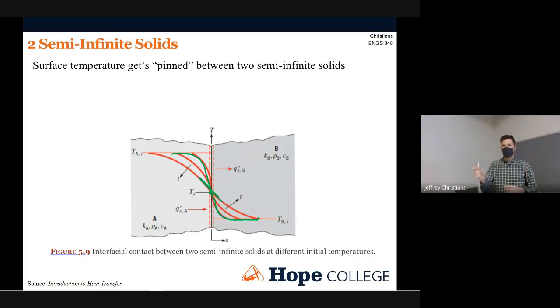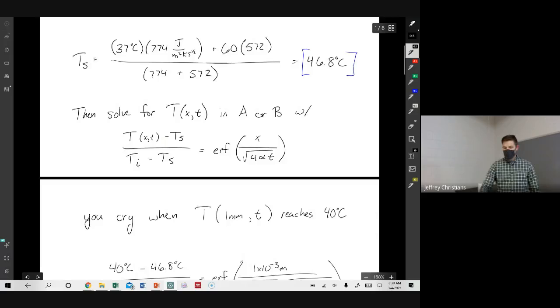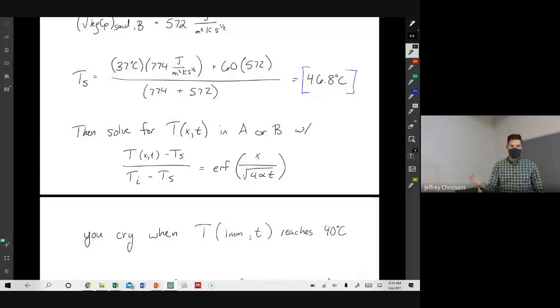But throughout the whole process, as long as we're semi-infinite, we get a pinned surface temperature. So you won't have any temperatures in your foot ever, until things are really bad, until some of those assumptions break down. You'll never have temperatures in your foot over 46.8. It can't go above that because that's the highest temperature. That's the surface temperature.